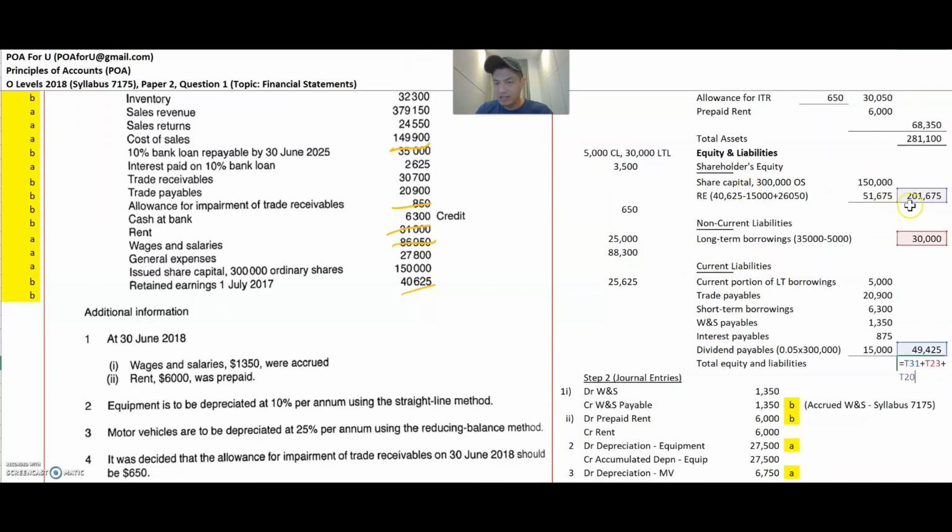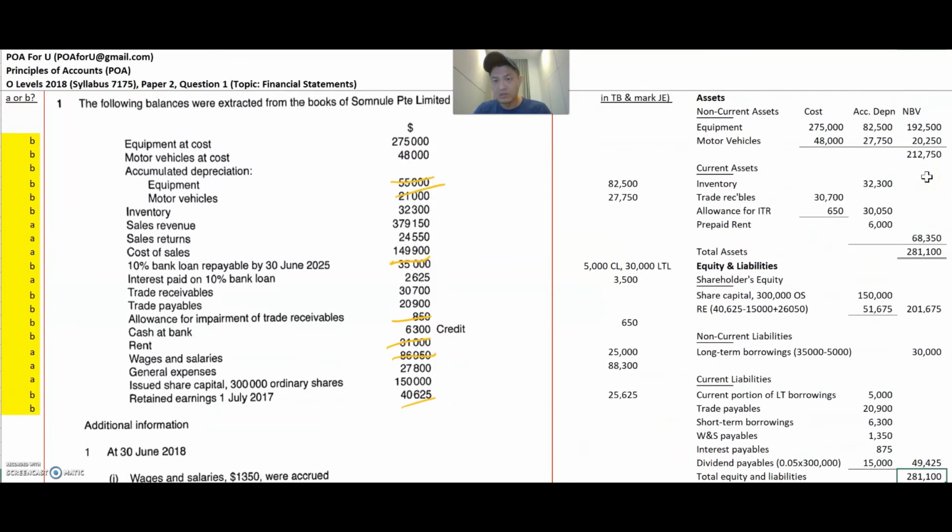So these three items, your shareholders' equity, non-current liabilities and current liabilities, add up together is 281,102. So the statement of financial position balances. So you are most likely in a good place right now.